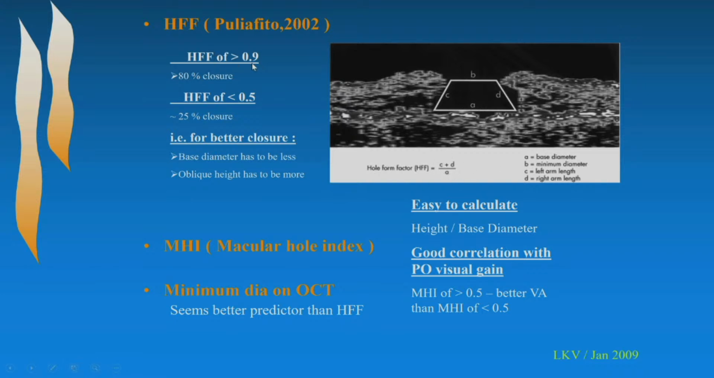So if the hole formation factor is more than 0.9, possibility of closure is very, very high. However, if it is less than 0.5, the possibility of closure is less. Meaning thereby, if it is a vertical hole like this, it will close easily. However, if it's a hole like this, where the height is less, but the base is more, then possibility of type 2 closure may be there. Other is this macular hole index, which is very simple, that is height upon base diameter only. It again has a good correlation. The third is minimum diameter on OCT.